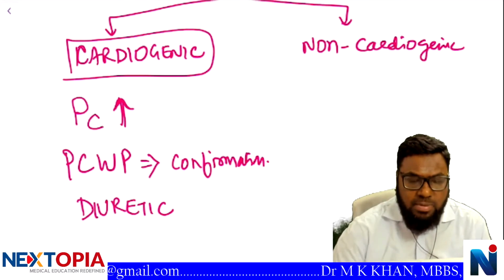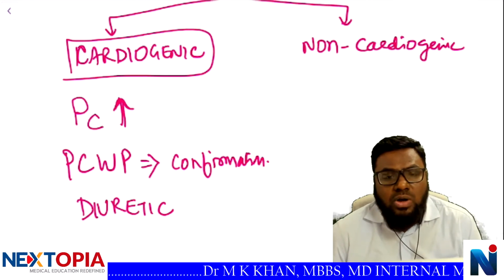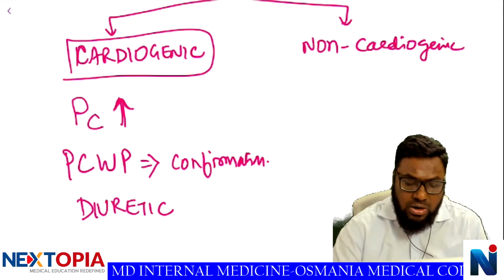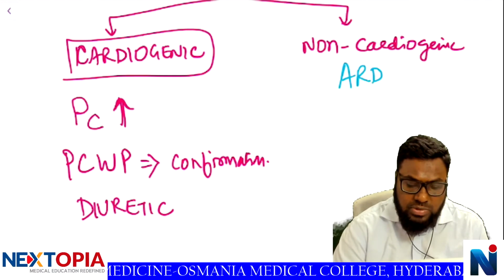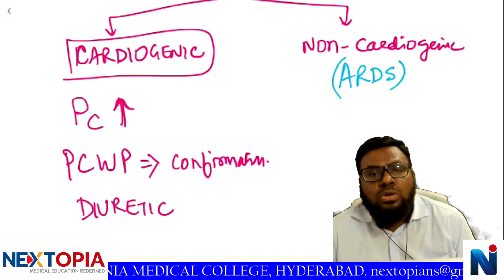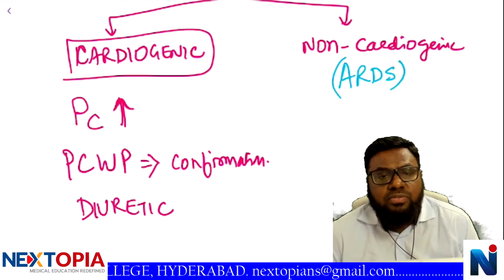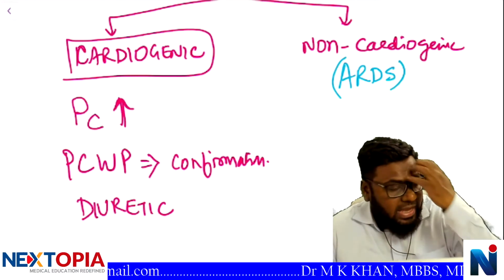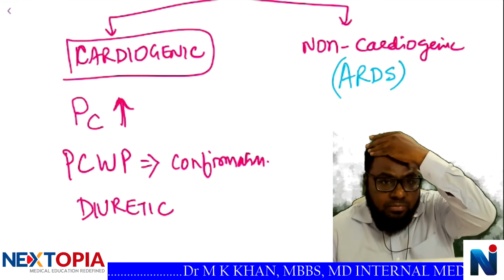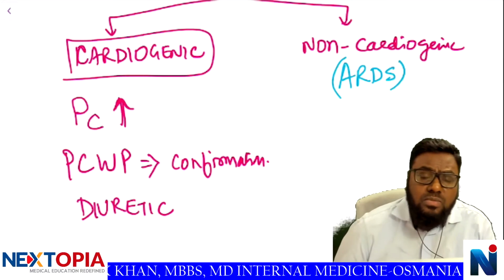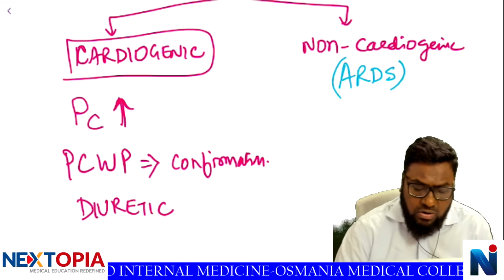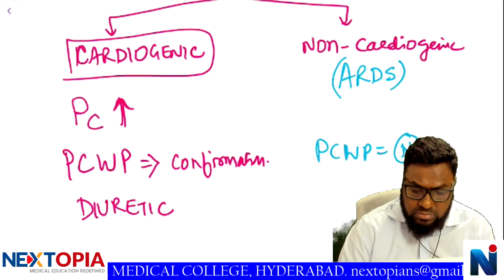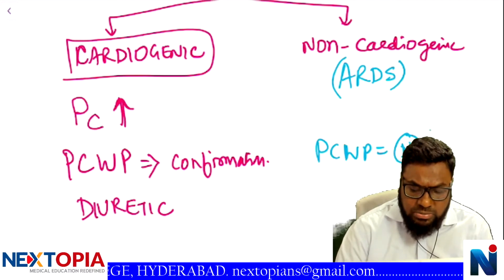Whereas non-cardiogenic type of pulmonary edema results from direct injury to the lungs, and you are calling it as ARDS, respiratory distress syndrome. The ARDS, the adult type of respiratory distress syndrome. Here there is direct damage to the capillary epithelium. Because of this, or because of some sepsis and all, what will happen is the pulmonary capillary wedge pressure is normal, is it not? Or sometimes low.